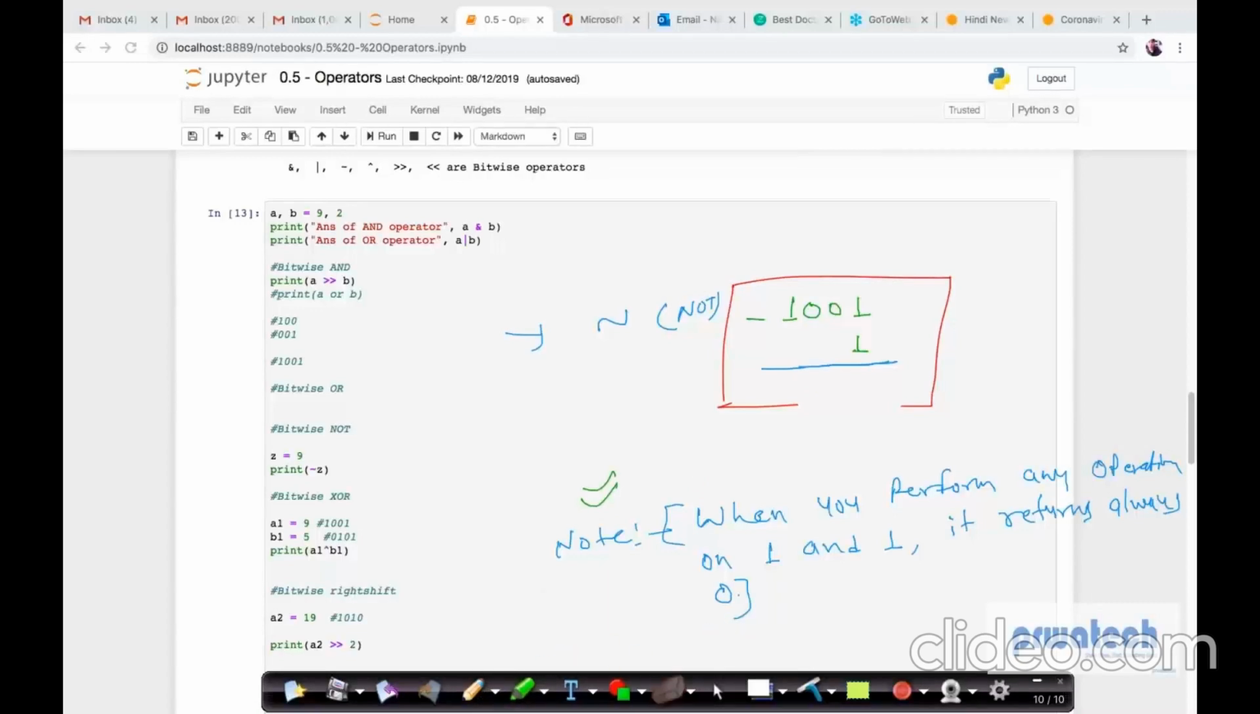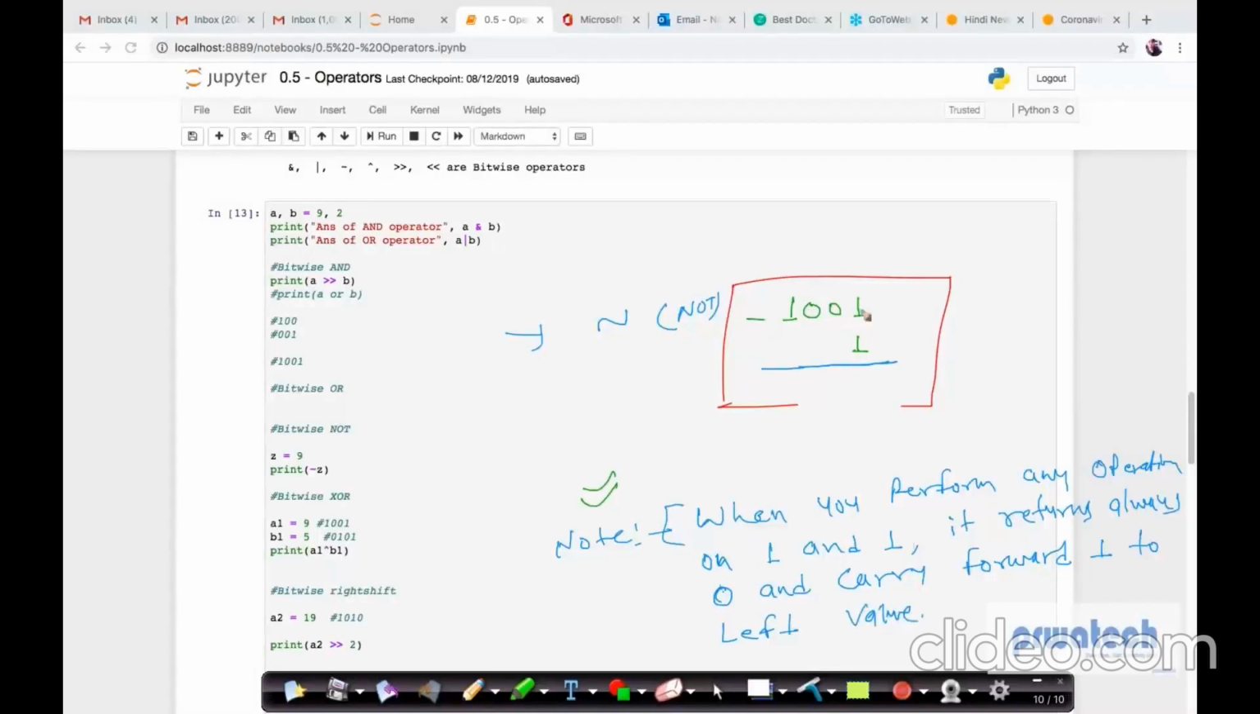That's true. I forgot to mention one more thing here. So when you perform any operation on 1 and 1, it returns 0 always. It returns always 0. And carry forward 1 to the left value, or to left operation. So left value, I'll keep it.